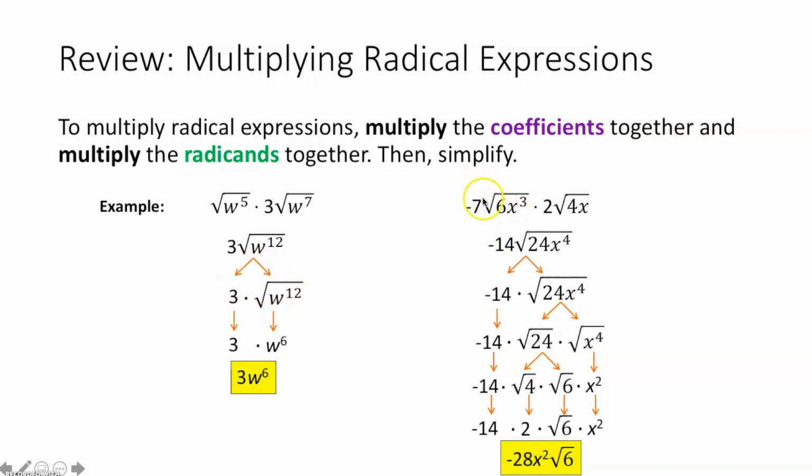Here, same thing. Multiply what's outside the radical together and what's under the radical together. Then simplify them separately.